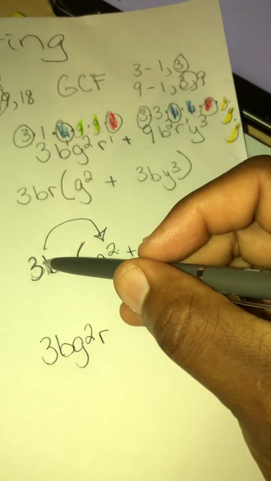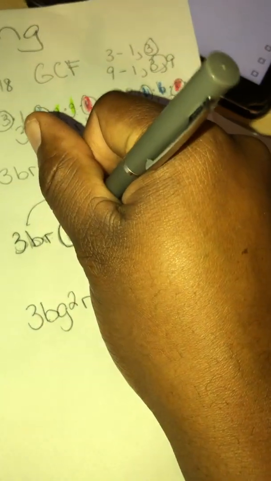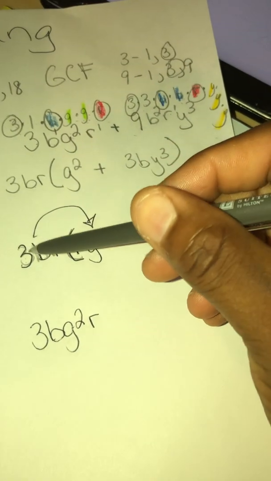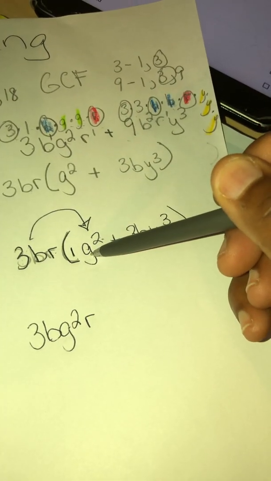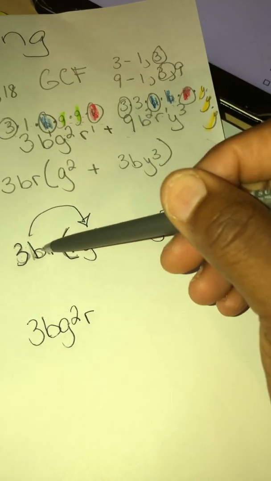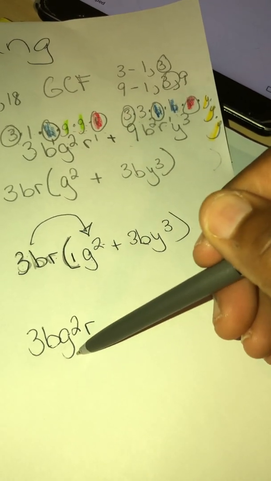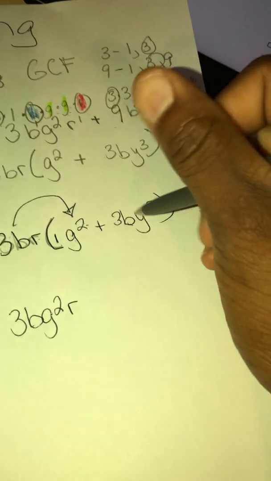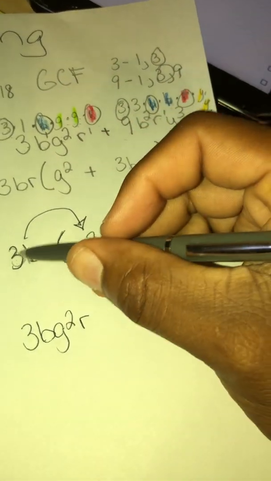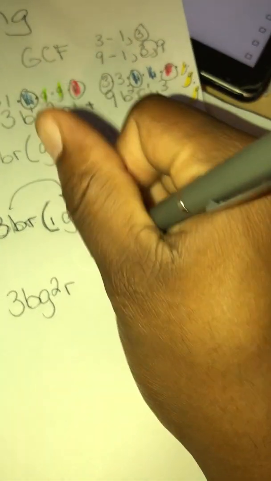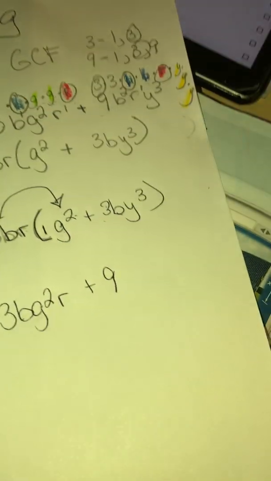So again, I just multiply 3 times this imaginary 1 that we didn't write, and then because none of the variables are the same, I don't have to worry about the product rule, so I just write them in alphabetical order and put them right there. Now for the second one, I don't have a 1 here, I have a 3, so I have to multiply 3 times 3, which is 9, so I have positive 9.